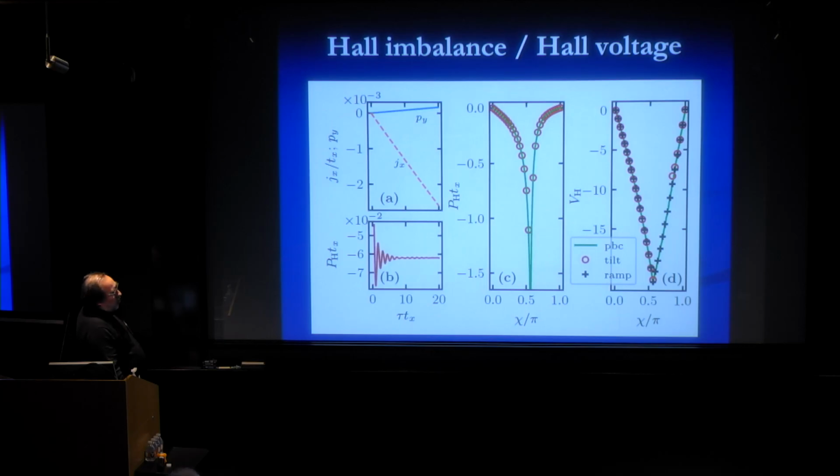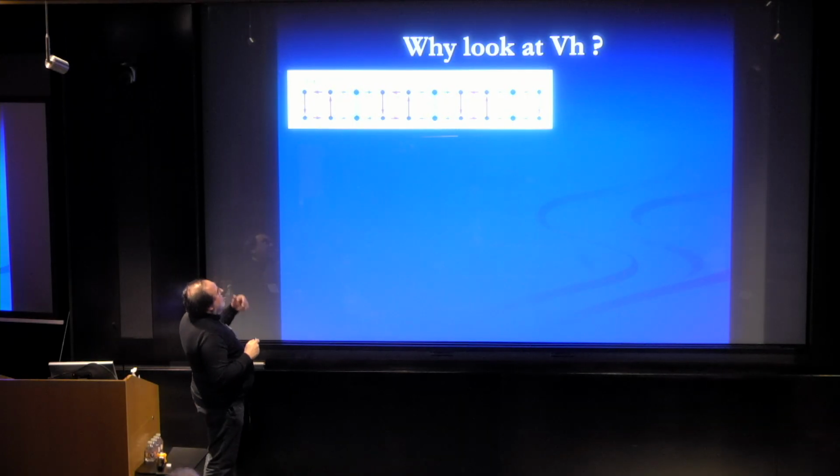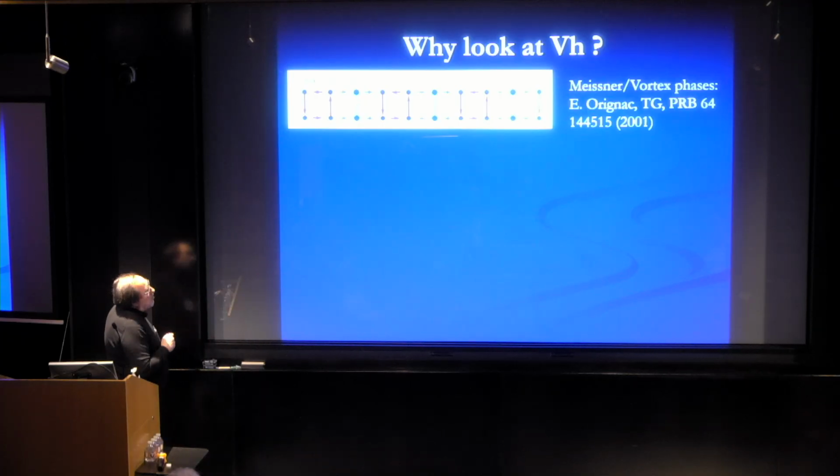Why worry about the Hall voltage? Okay, first, these are two quantities. If you want to compare with literature in condensed matter, you will probably prefer to look at the Hall voltage, because this is what is usually reported. But also, let me give the example of the two-leg ladder of bosons, which is a problem we studied a long time ago with Edmond Orignac.